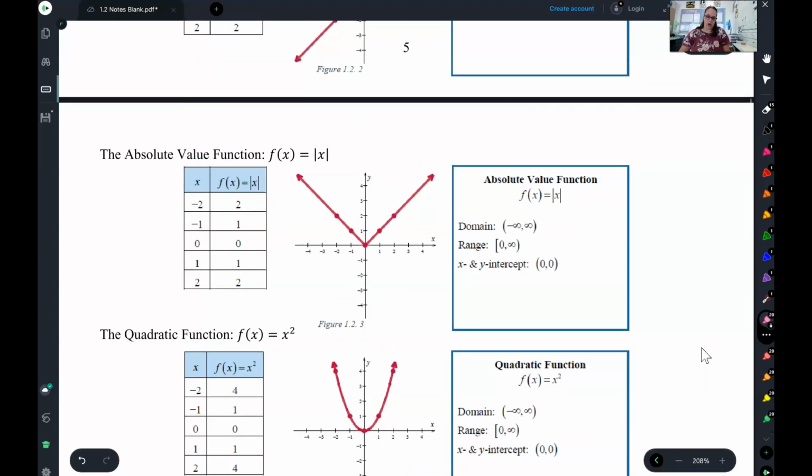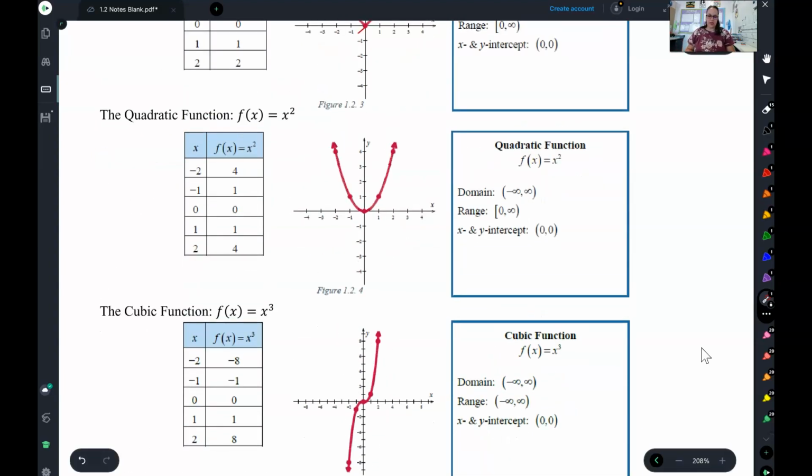Next, we have our absolute value v. You'll notice that it is the linear function that we just did, but reflected up. Because anytime you put negative numbers below the x-axis into the absolute value function, it makes them positive. So it gets flipped up to become positive. So there's our absolute value v.